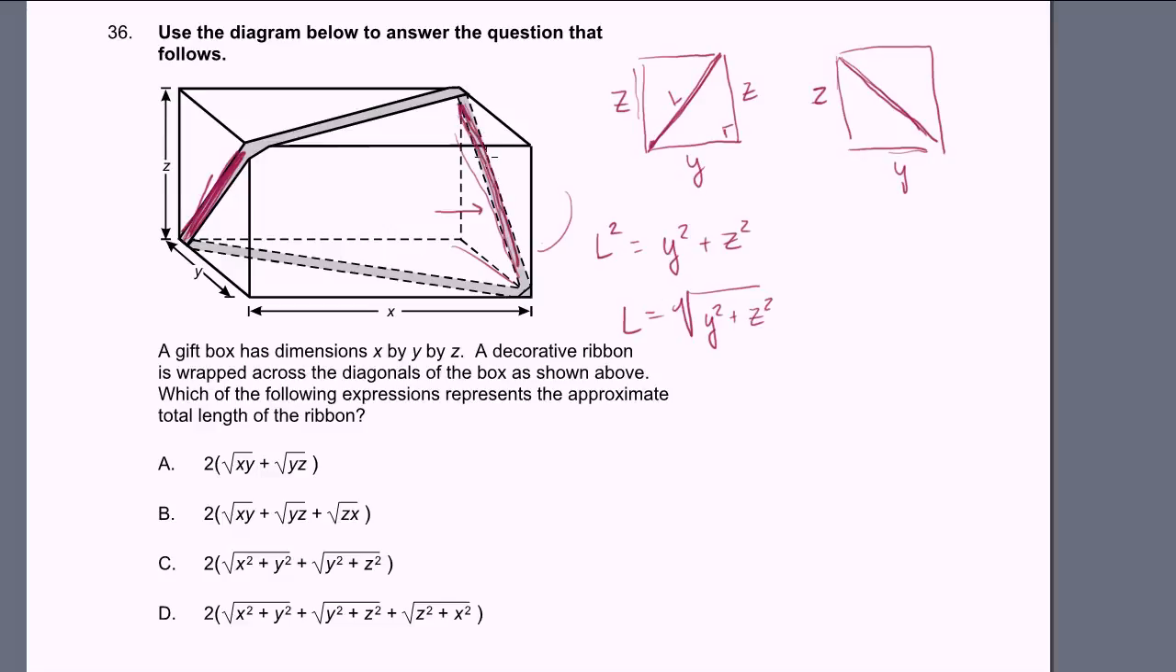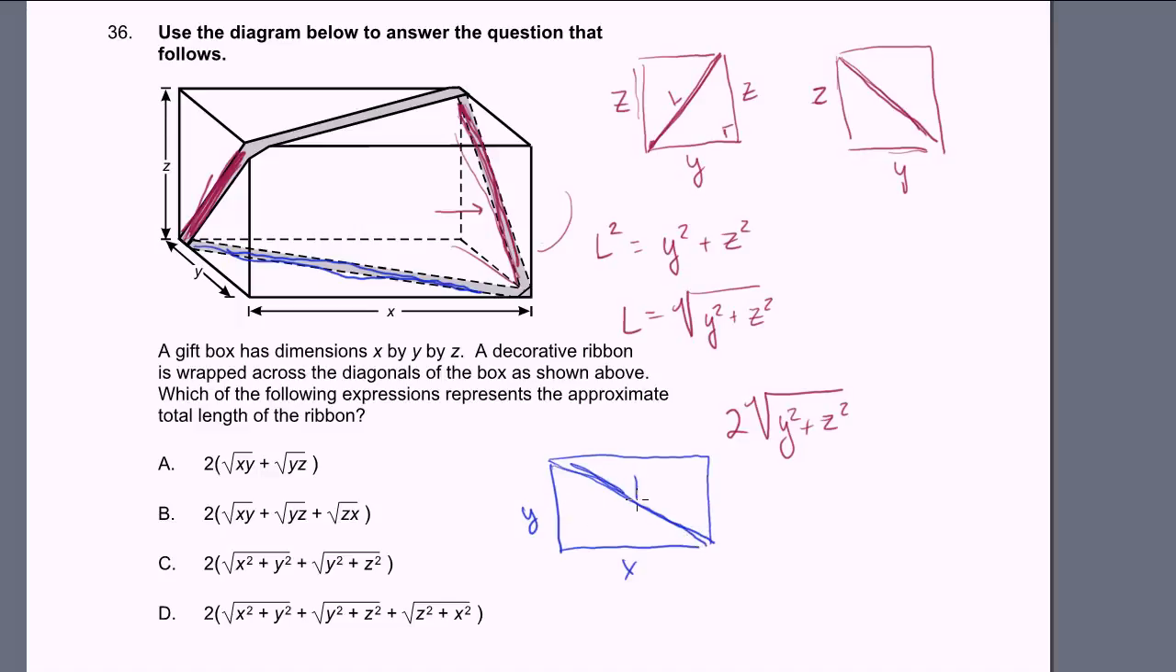So far, if we just add up that length and that length, we're going to have 2 times the square root of y squared plus z squared. That's the two red parts of the ribbon. Now, what is this length right here? Well, same argument. If I were to just draw the base of this rectangle, the depth is y, the width is x, and the ribbon just goes across it like that.